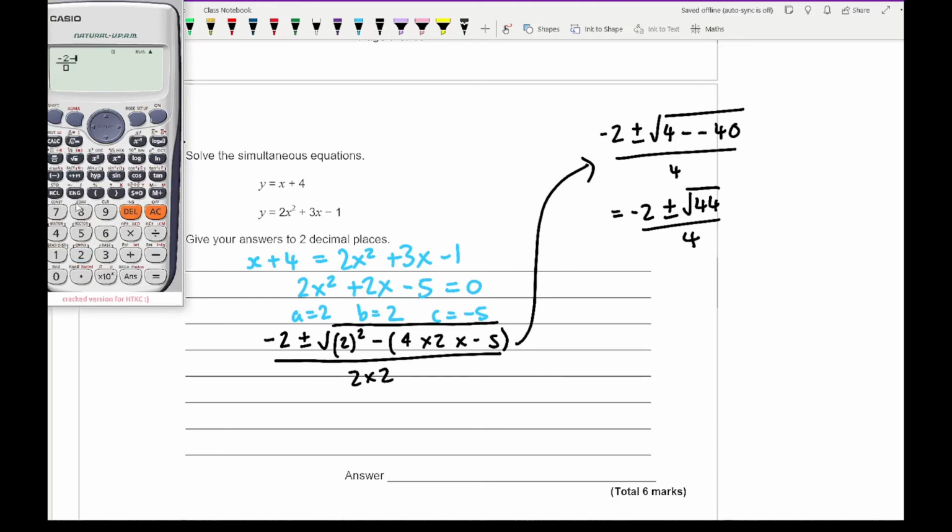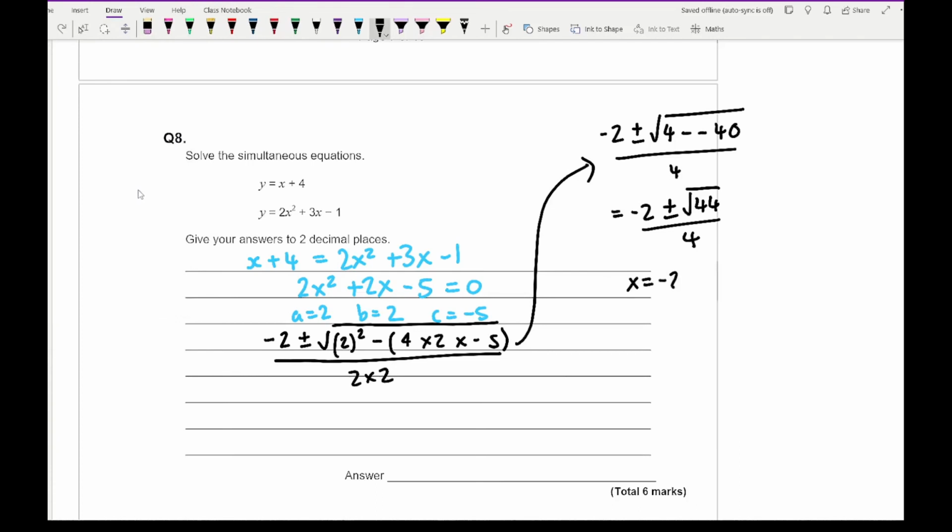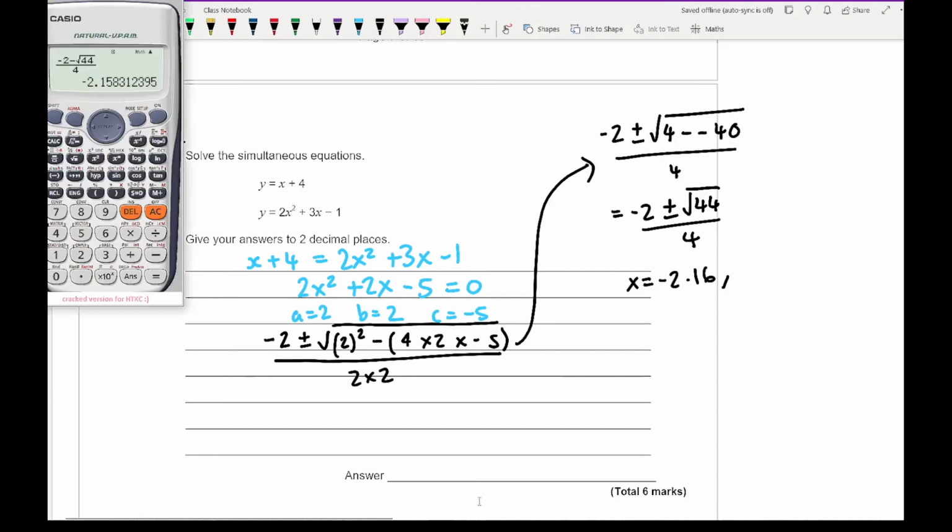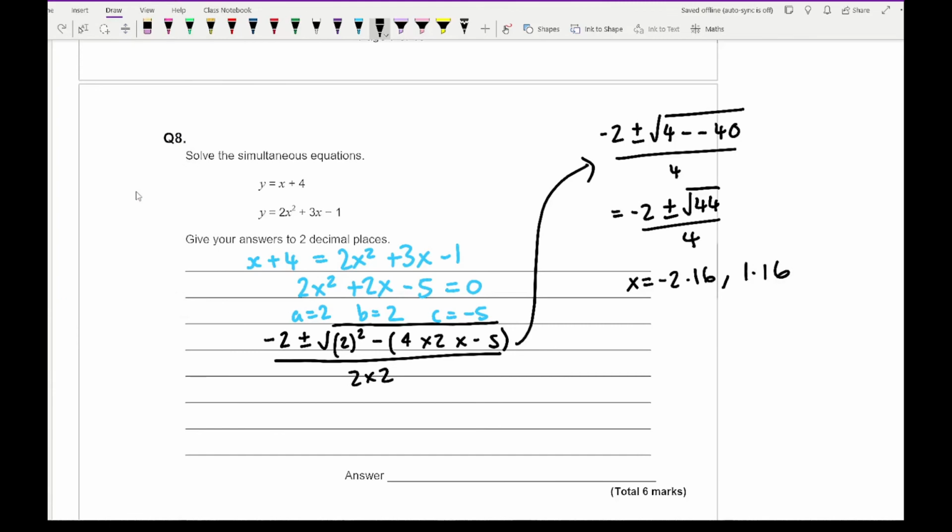Now if you start with the minus, the odds are you'll end up with the smaller answer of x first, or y, whichever you prefer. And then we divide that by 4, and I get an answer to 2 decimal places of 2.16. So here we've got x equals minus 2.16. Then looking at the next value, if I just change that negative into a plus, press equals SD, we get 1.16. So these are my 2 x values.